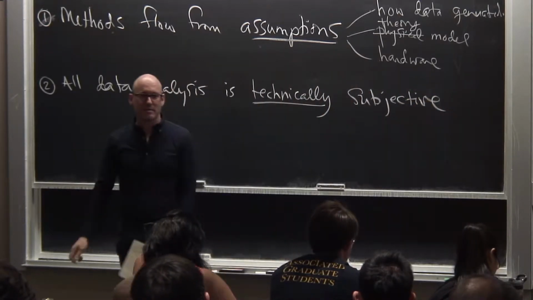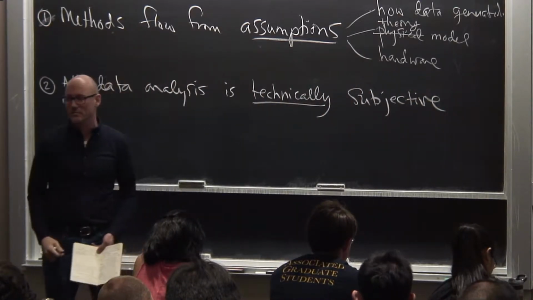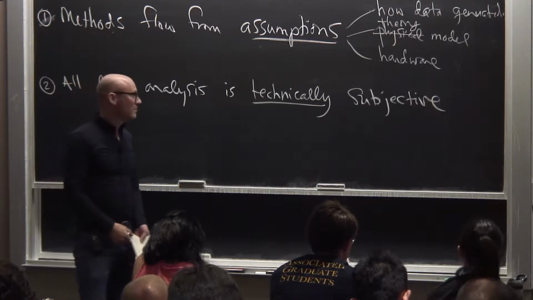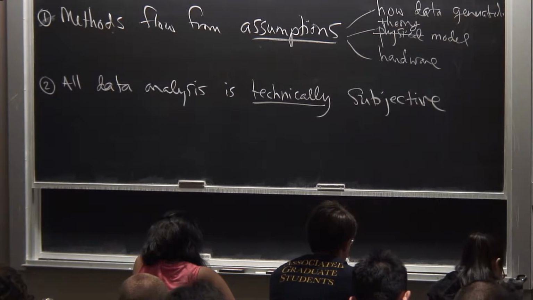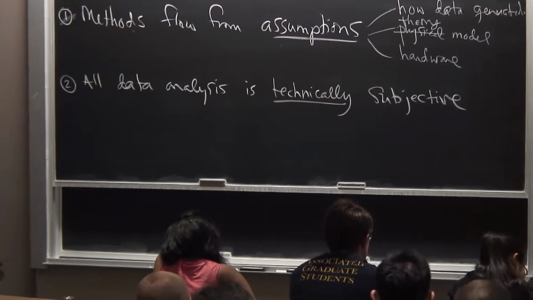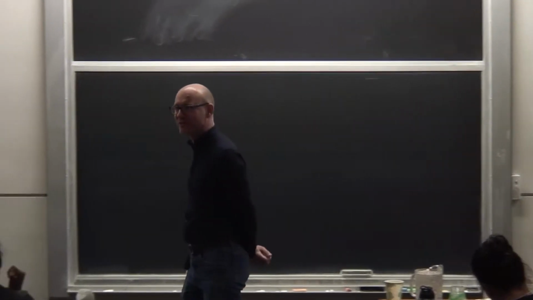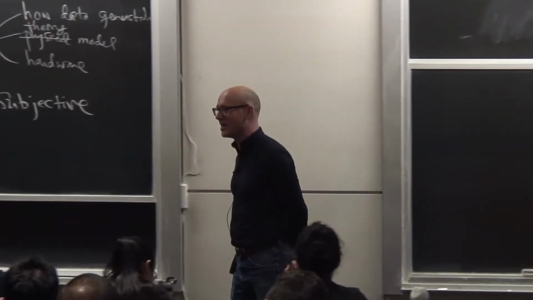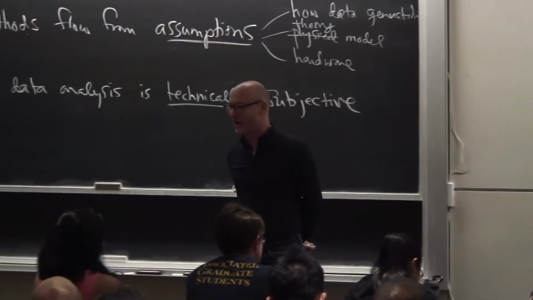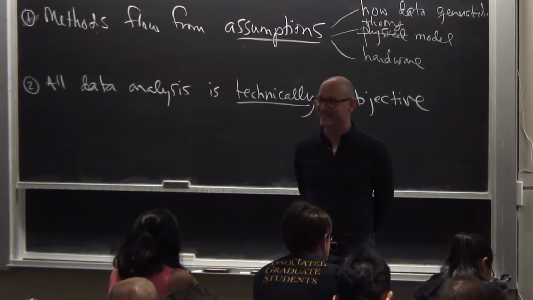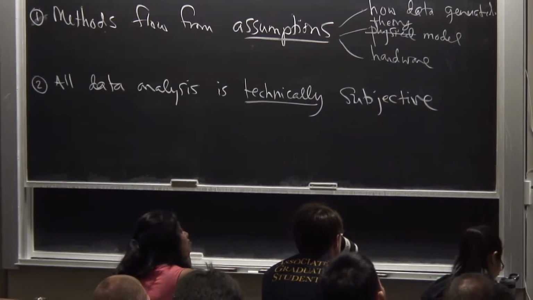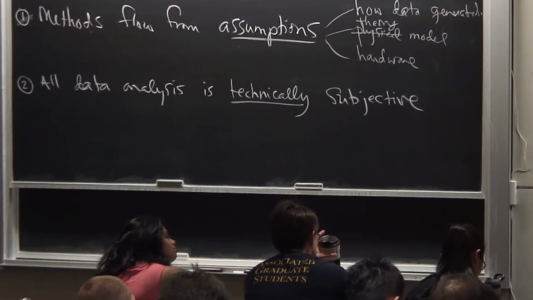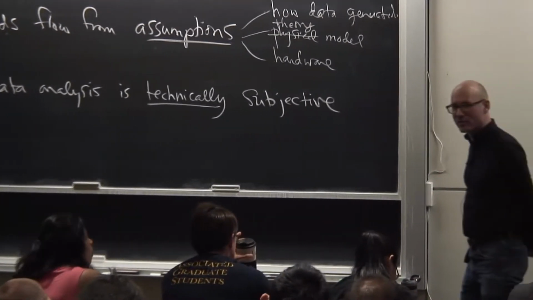All data analysis is technically subjective. And we physicists don't always like this. We physicists tend to think that we have a direct window onto the world, and we see the Higgs boson and its mass, and we see that all is good. But we do not have any kind of objective view of the world at all.